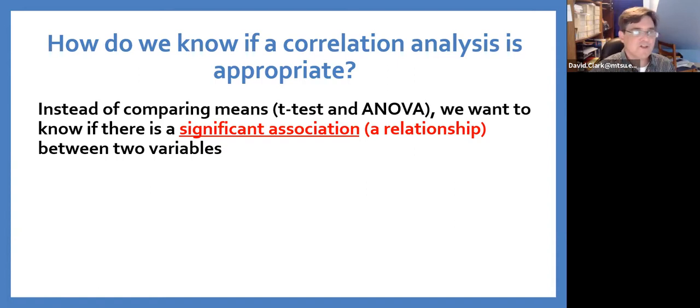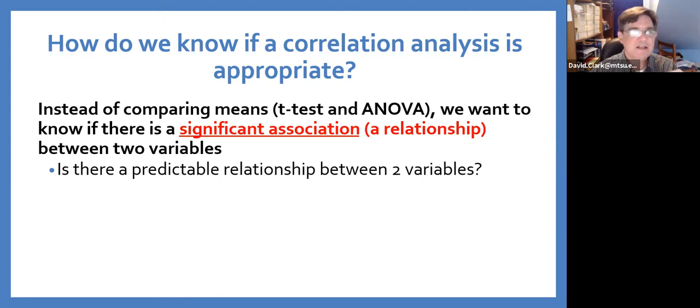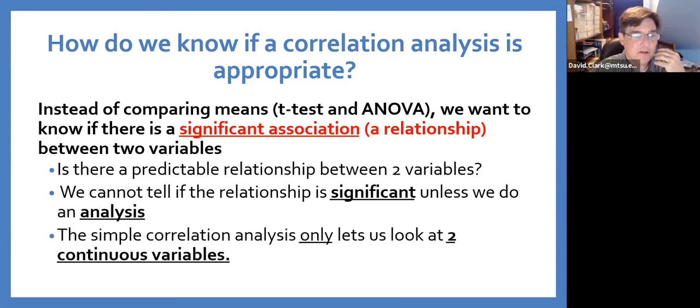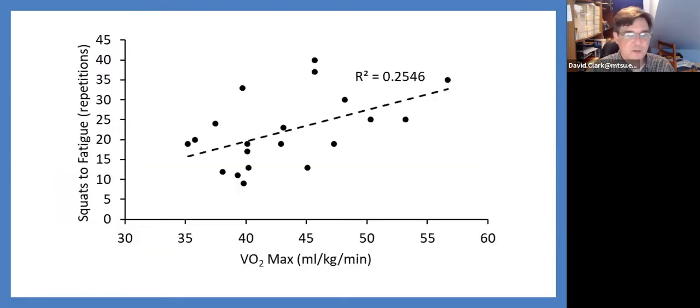When we're doing a correlation analysis, you're not writing this, don't worry about writing this. Instead of comparing means, we want to know if there's a significant association between the two variables. Is there a predictable relationship between those two variables? And we can't tell if the relationship is significant unless we do an analysis. So this is the other side of the correlation: we have to figure out in the same way whether that relationship is significant, okay? And it only lets us look at these two continuous variables, right? So you've got one like that.